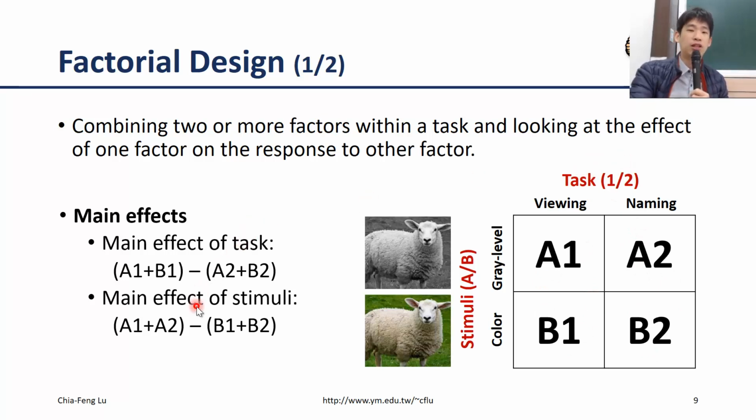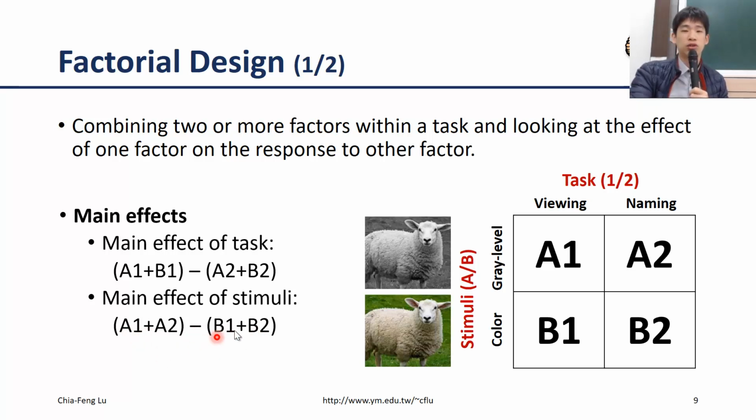But if you'd like to investigate the main effect of the stimuli, whether the color picture will give any different brain activation, then you are going to use A1, A2 as a group to compare with B1, B2. So we use A1 plus A2 minus B1 plus B2.